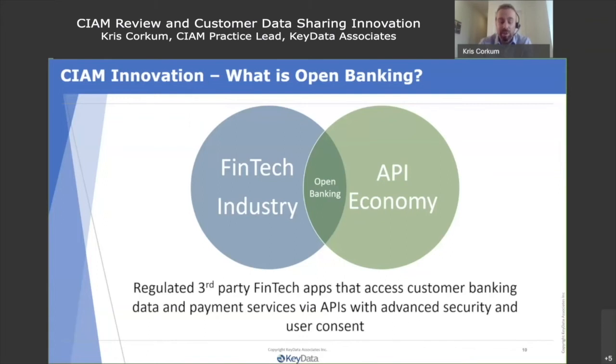And this one is a bit personal for me because it's really hard to believe in 2020, as a cybersecurity professional, that this is still going on. So instead of sharing your password, the third party would redirect you to log into your bank, and then you would give consent to the regulated third party app to securely access your bank transaction history or make a payment.